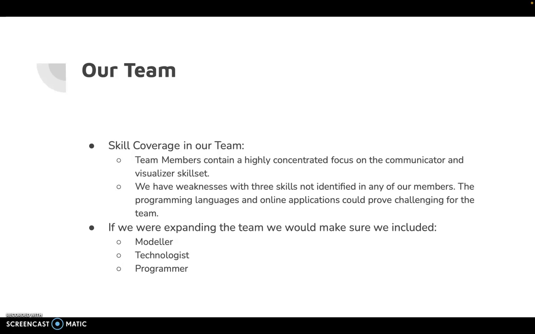Therefore, if we were to bring in other individuals, we would like to bring in individuals that are well versed in dealing with the raw data and making it a little more usable for visualization and communication purposes.